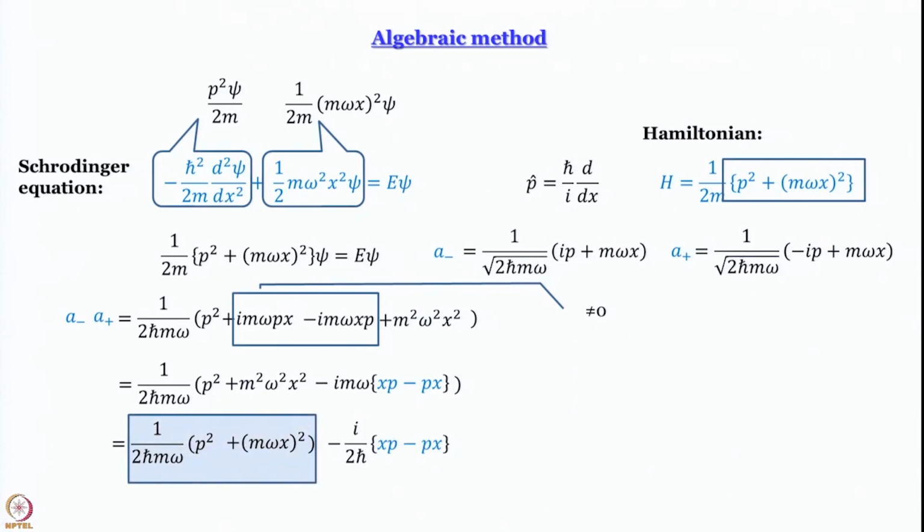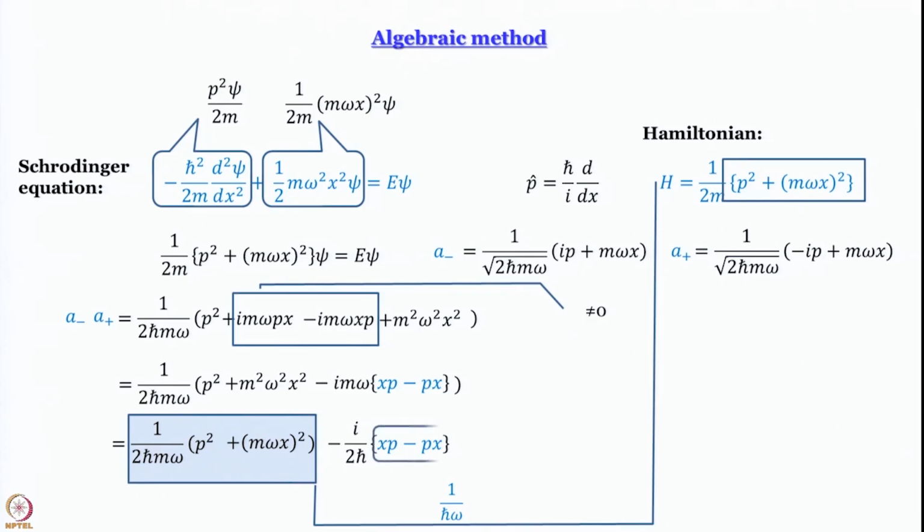Now see, what is the first term? Is not it something that is closely related with the Hamiltonian? Yeah? Just multiply this Hamiltonian, 1 by 2 m p square plus square of m omega x, by 1 by h cross omega, and you get what you have on the left hand side already. Yeah? So, a minus a plus is equal to, the first term is going to be 1 by h cross omega h. Remember what we are trying to do? We are trying to express the Hamiltonian in terms of ladder operators. We have already made some progress in that.